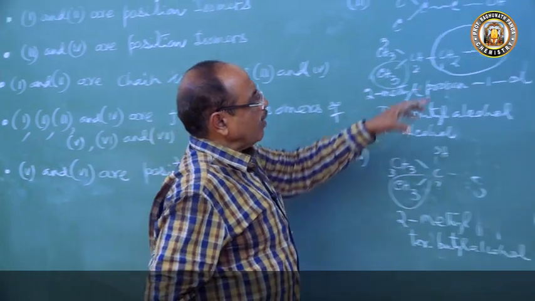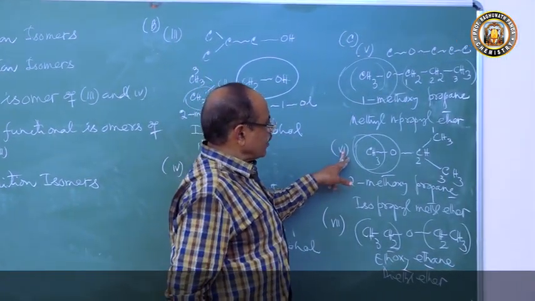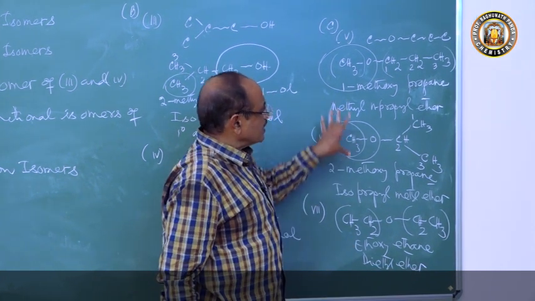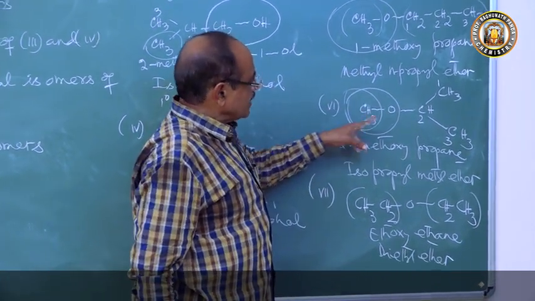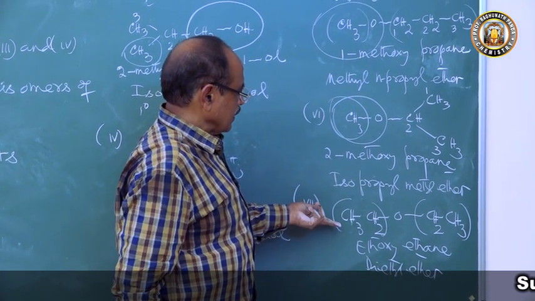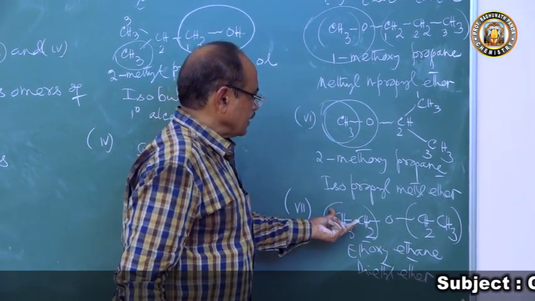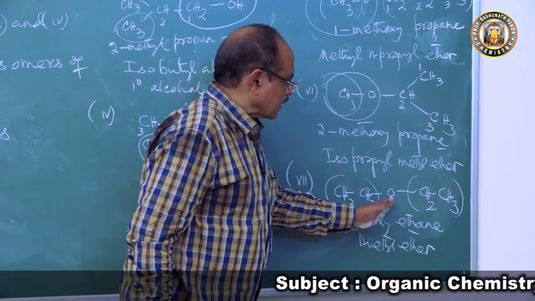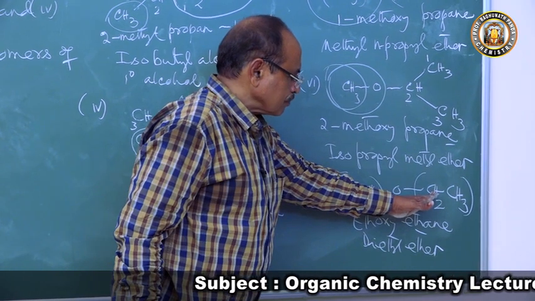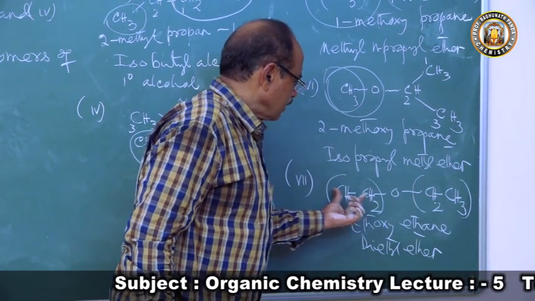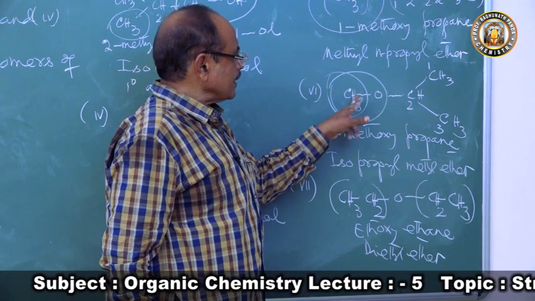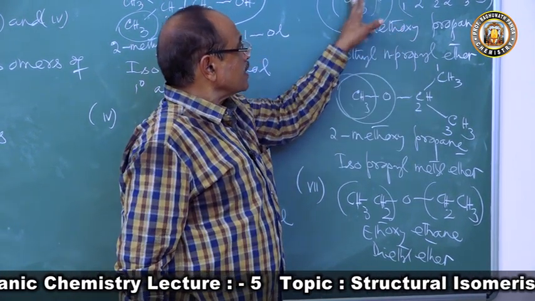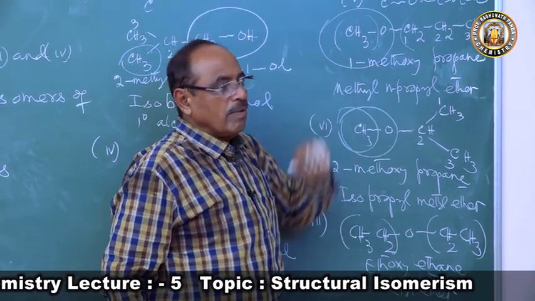Then if you come to 5 and 6, they are one type of chain, and this is another type of chain. So what is happening? You have this side ethyl, this is the ethyl ether. So an oxygen atom, this side you have 2 carbon atoms, this side 2 carbon atoms. But on this side 1 carbon atom, other side 3 carbon atoms. And on this side 1 carbon atom, other side 3 carbon atoms.